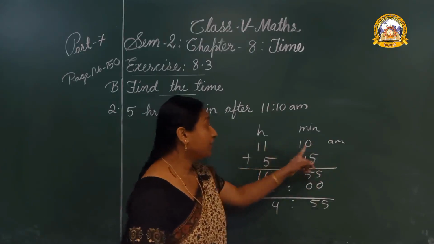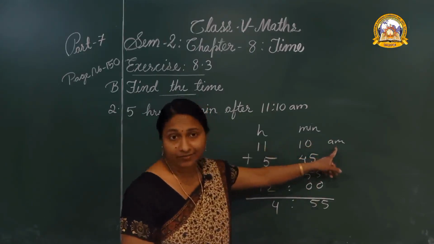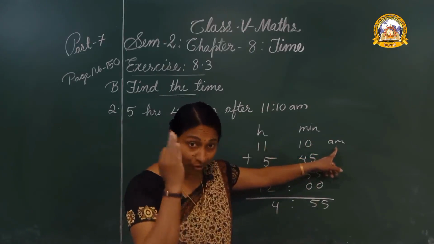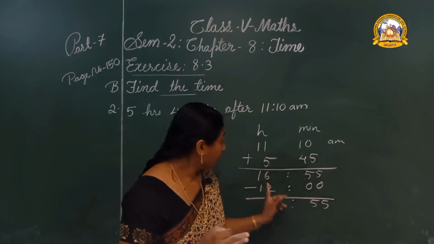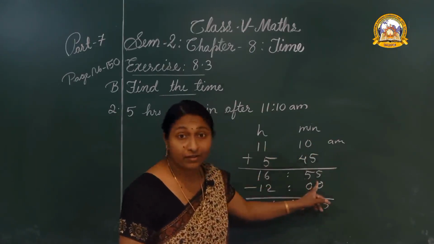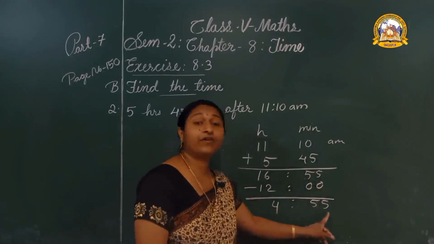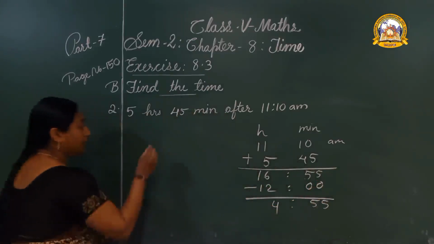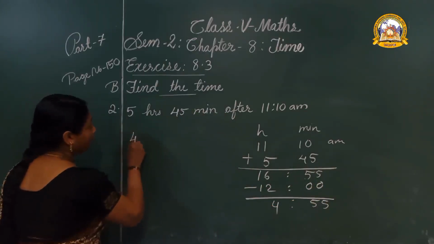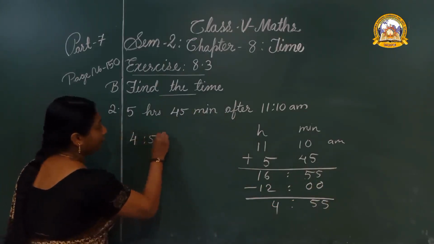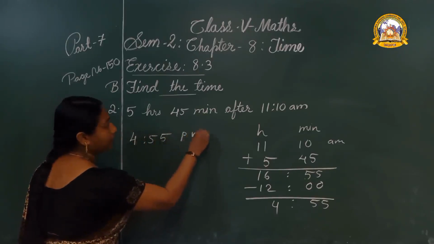Here you can see 11:10 a.m. Okay, that is before noon. Now 16:55, that is PM. So we have to write 4:55 PM. So our answer is 4:55 PM.